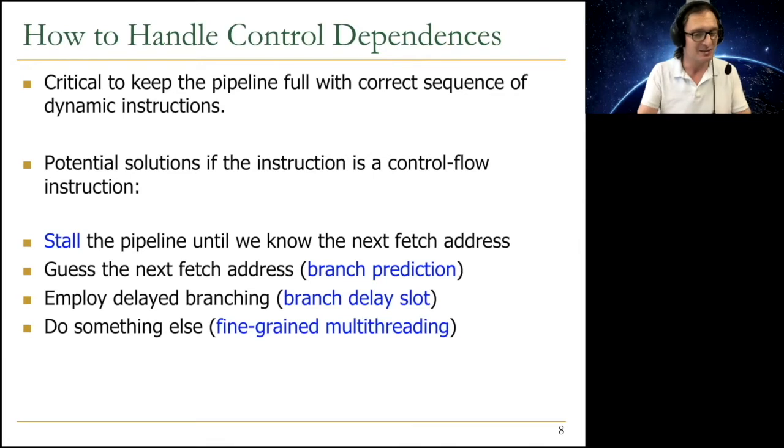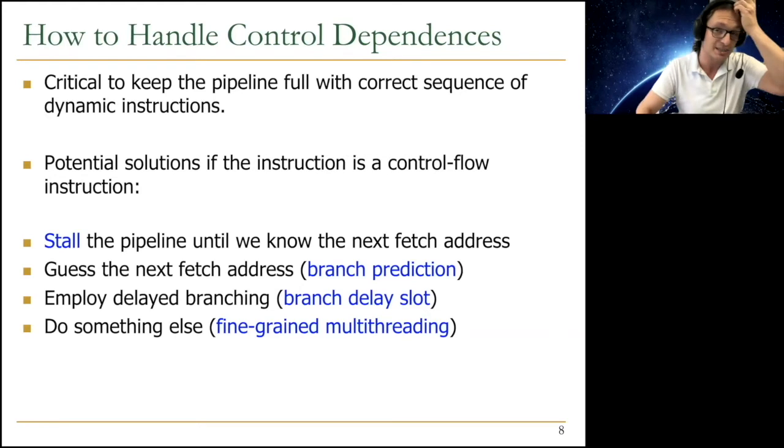Do something else, fine-grained multi-threading. We already covered this in its own part of a lecture related to pipelining, as you remember. Certainly, fine-grained multi-threading gets rid of the control flow dependencies within a thread.